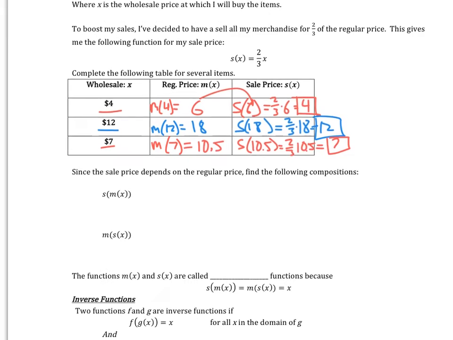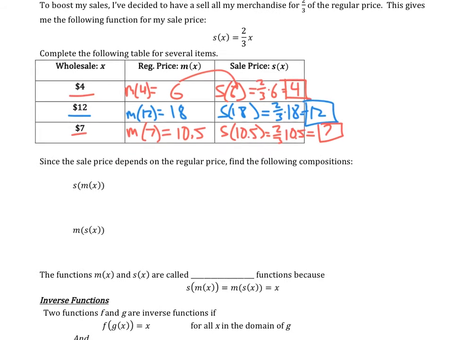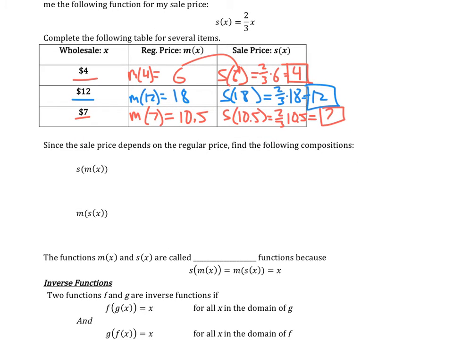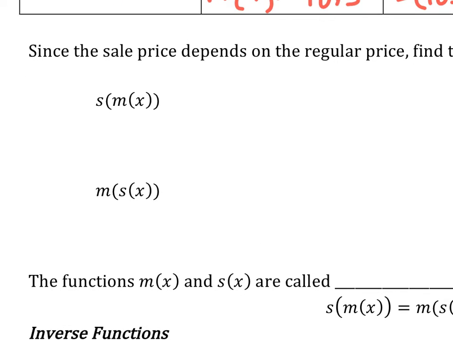So that'd be kind of nice to know rather than trying to go through and figure out the sale price for all my merchandise that I have. It's just going to come out to be the same. So let's see why that is. Let's compose these two functions here and let's just keep it generic. So in terms of X, let's see what's going on. So I have my sale price, so S of M of X. Let's compose the functions that way.